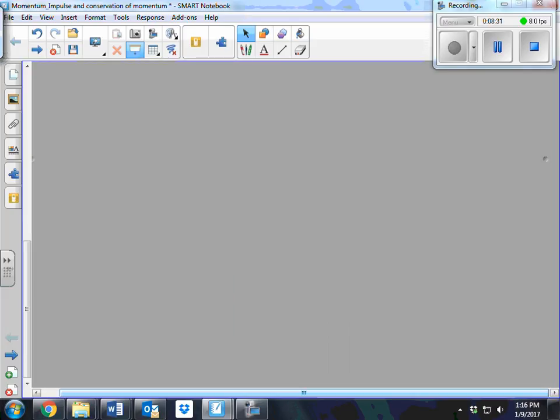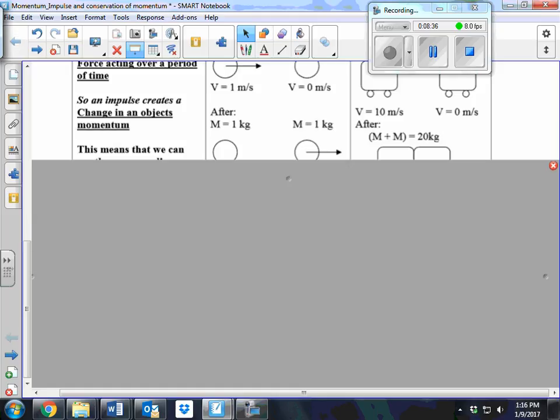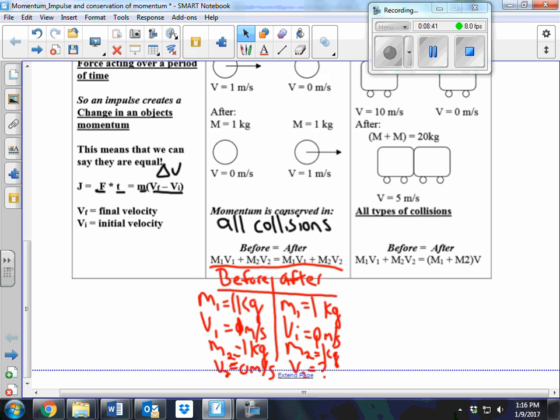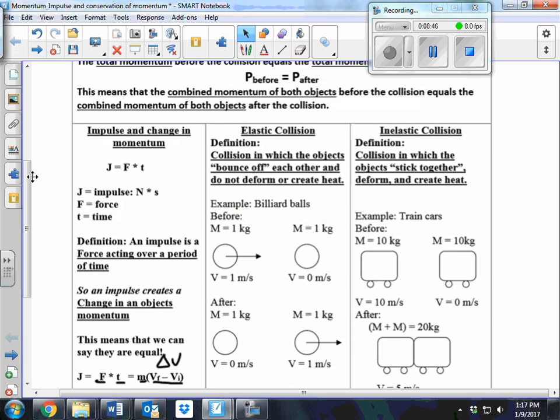Okay, so the last collision that I have to show you, and that will end these notes, is an inelastic collision. An inelastic collision is a collision in which the objects stick together, deform, or create heat. In this case, energy is not conserved. Which at this point is not too big of an issue for us, because next unit is what we're dealing with, energy, and this doesn't really come into play that much.